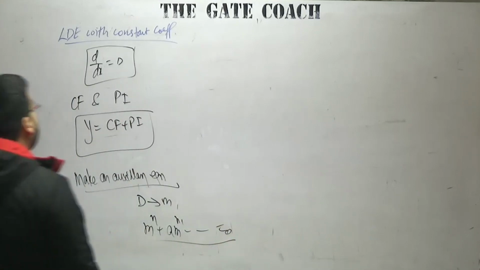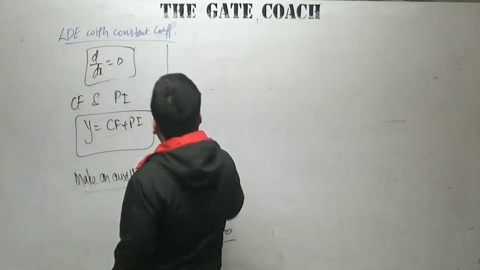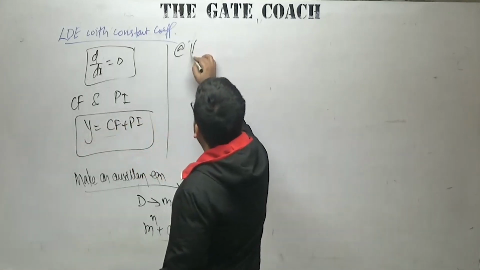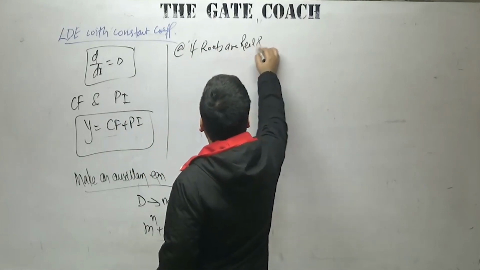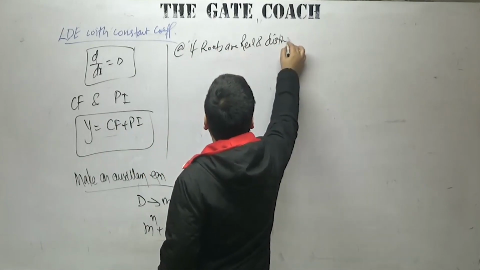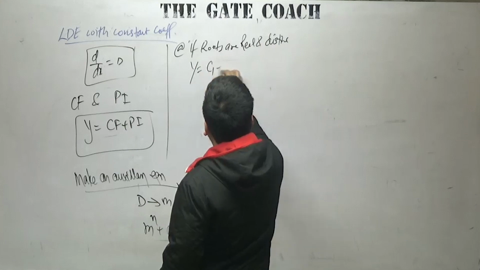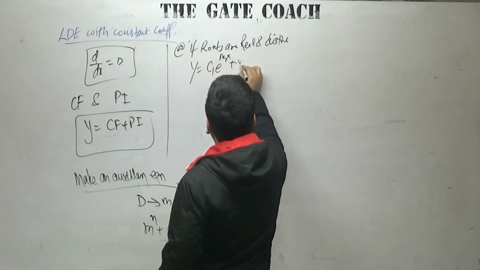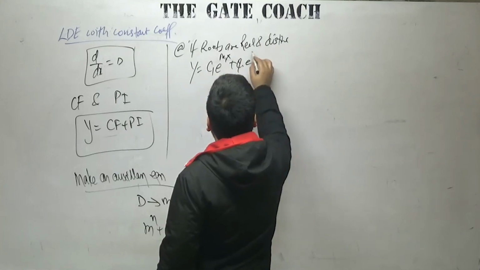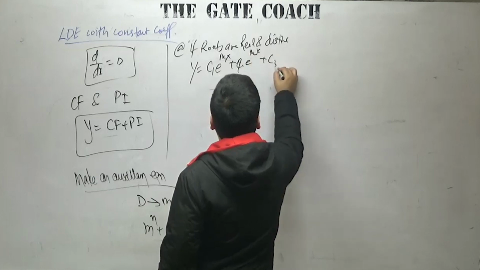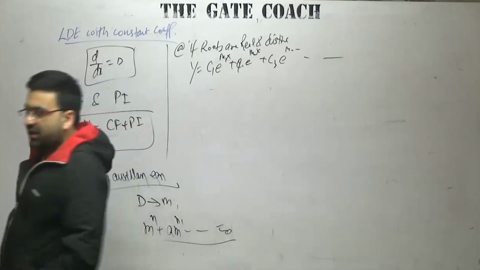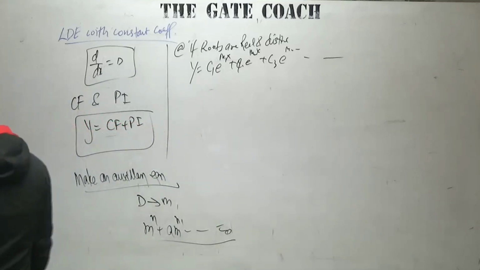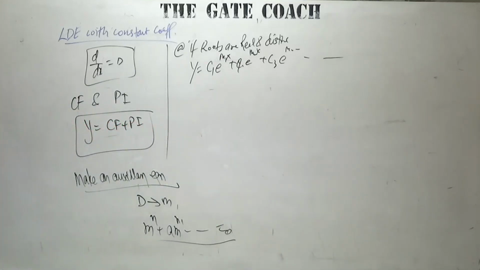Now, if the roots are real and distinct, then y will be equal to c1 e raised to power m1x plus c2 e raised to power m2x plus c3 e raised to power m3x and plus so on. That is how we calculate the complementary function if the roots are real and distinct.